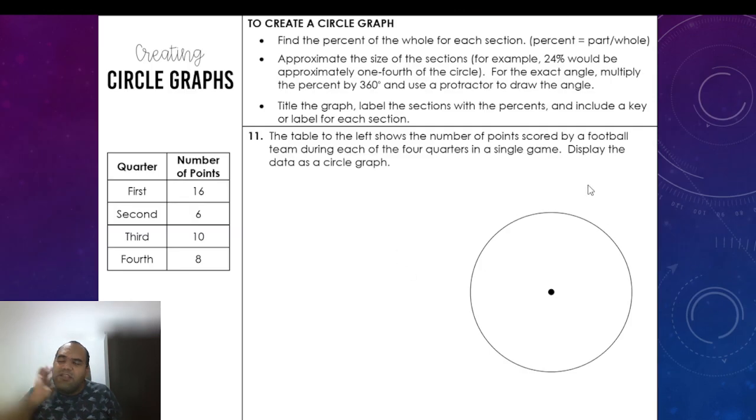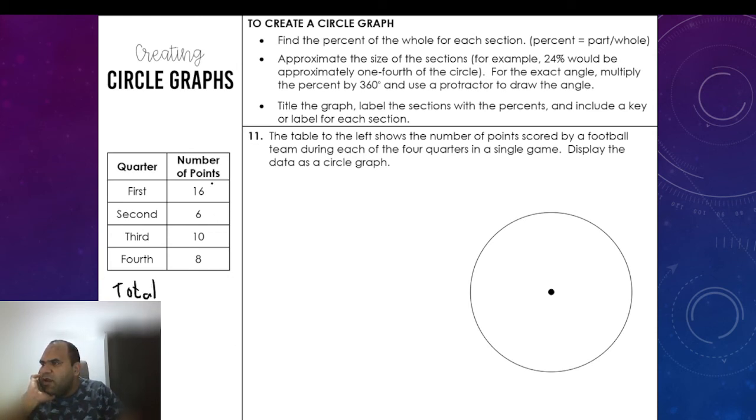And here, let's right now create a circle graph, okay? It's the last thing I'll teach you today. The circle graph, guys, what am I supposed to do here? Attention, the first thing: find the percent of the whole for each section. The total first, the total.